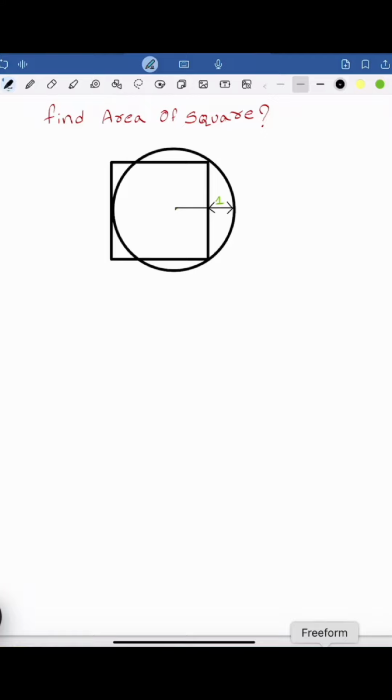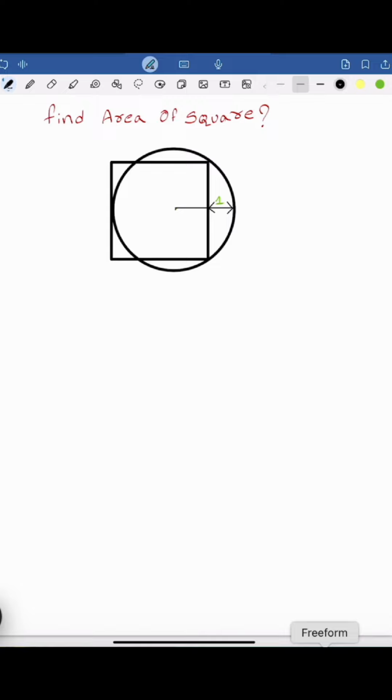Hello everyone, let's solve this interesting question for today. Why I said interesting is the information we have is very minimal, but we have to find the area of the square. The only information we have is the distance between the side of the square and the circumference of the circle, which is equal to 1 unit.